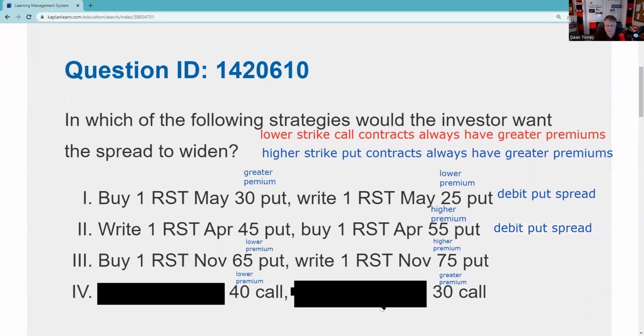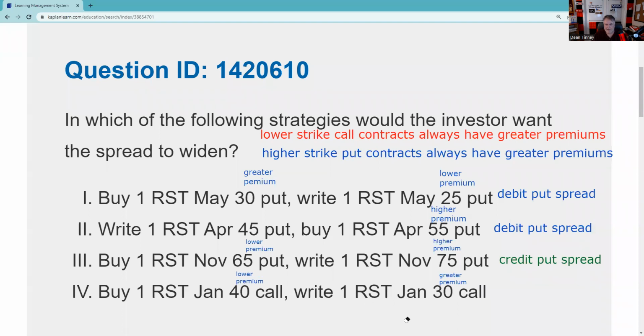So again, we wrote the 75, and the 75 put is going to have a greater premium. That's the one we wrote or sold. And so that is going to be a credit put spread. We're going to bring in more for the 75 than we paid out. So this is a credit put spread, and that means we do not want the difference in the premiums to widen. We would want it to narrow. All right, so we need 1 and 2, not 3.